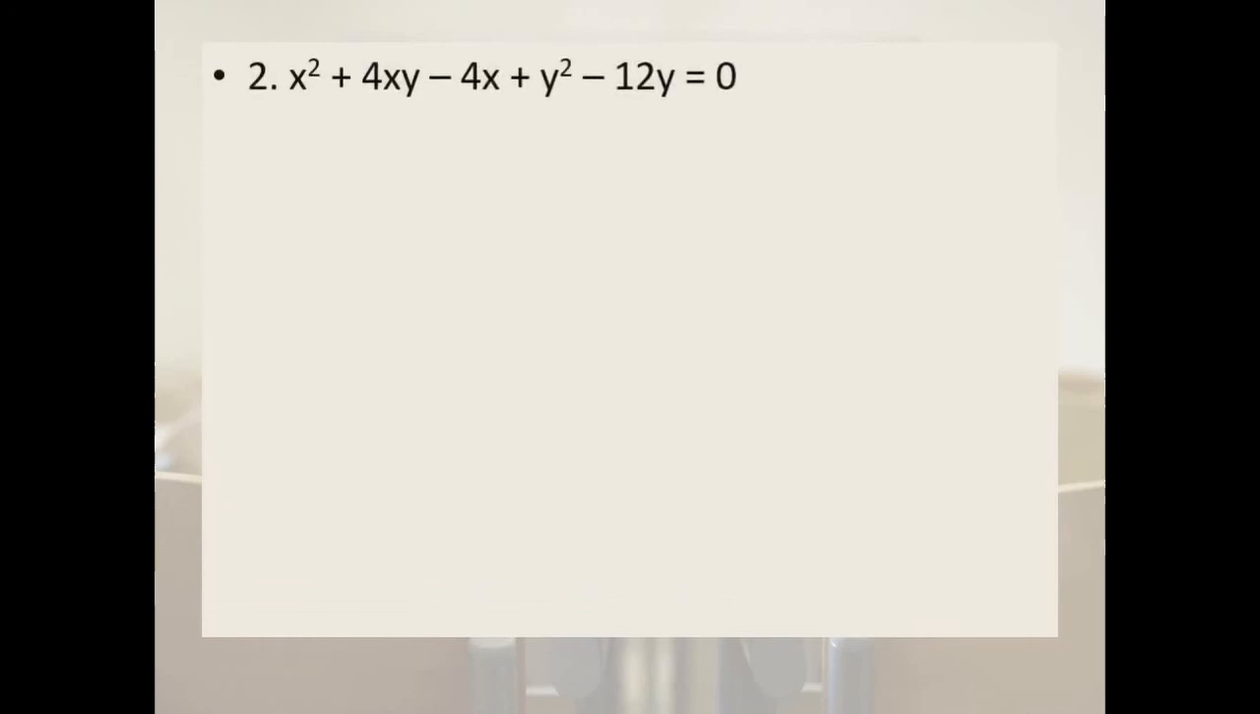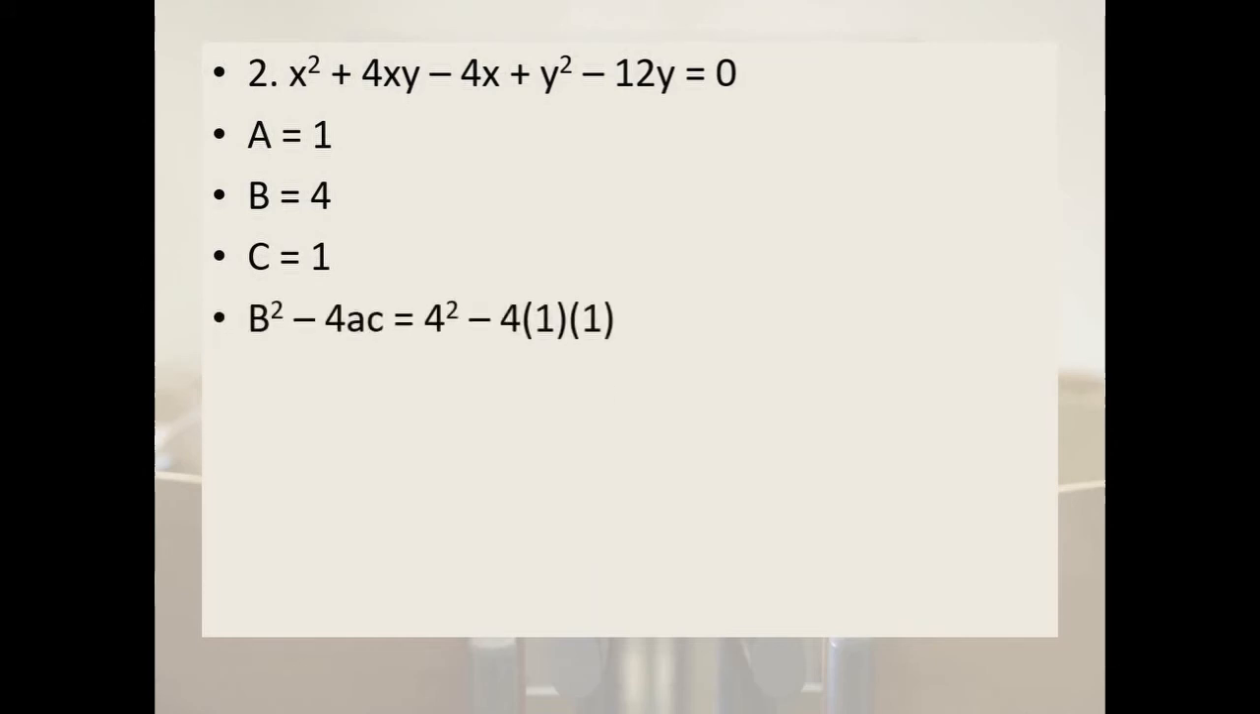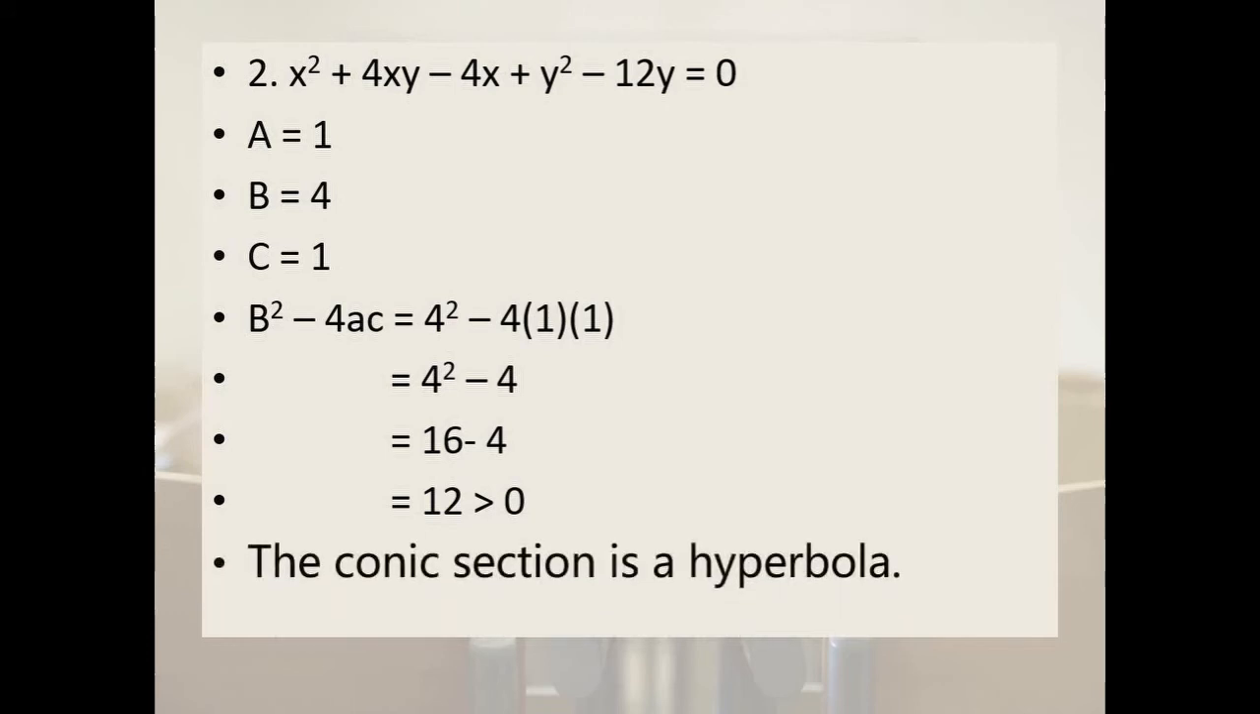Number 2. x squared plus 4xy minus 4x plus y squared minus 12y is equal to 0. So A here is 1, B is 4, C is equal to 1. B squared minus 4AC is equal to 4 squared minus 4 times 1 times 1. So that is equal to 16 minus 4, which is equal to 12. Now 12 is greater than 0. So the conic section is a hyperbola.